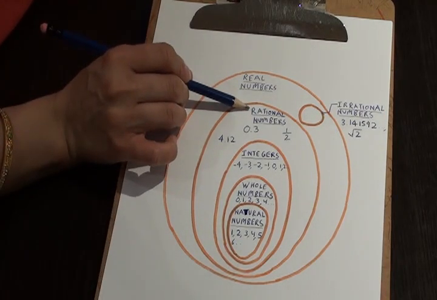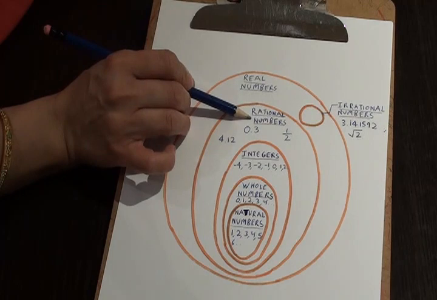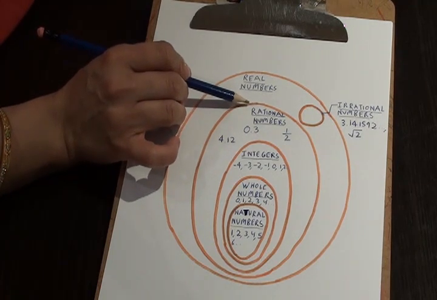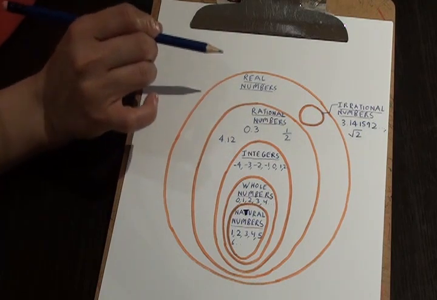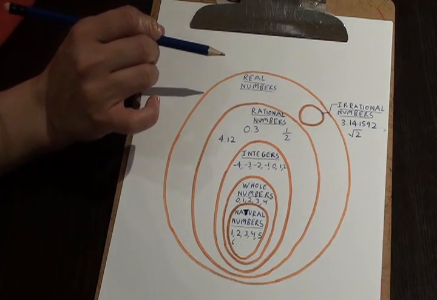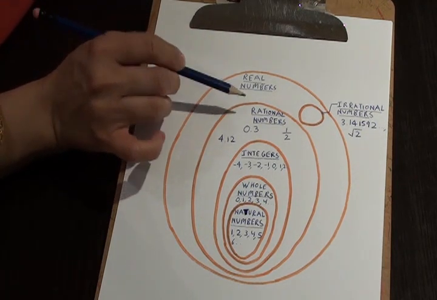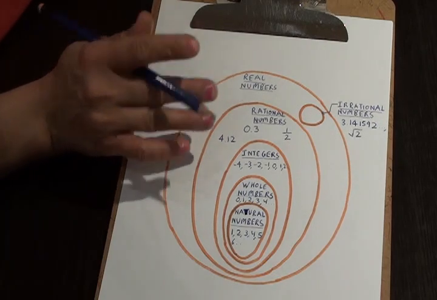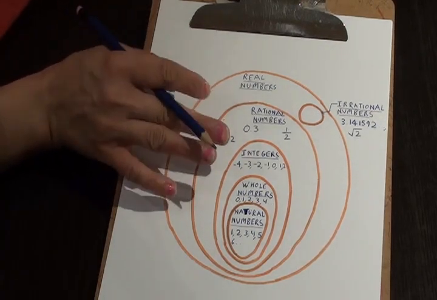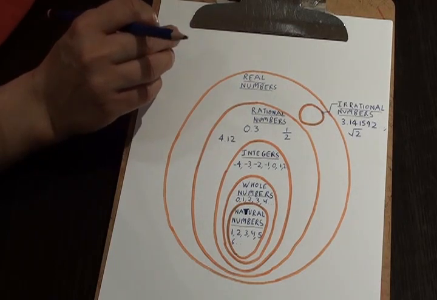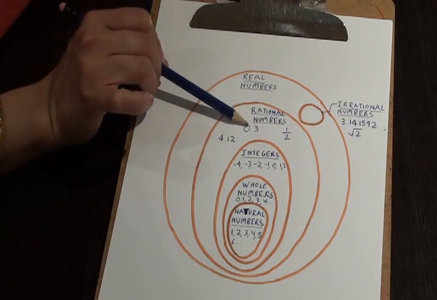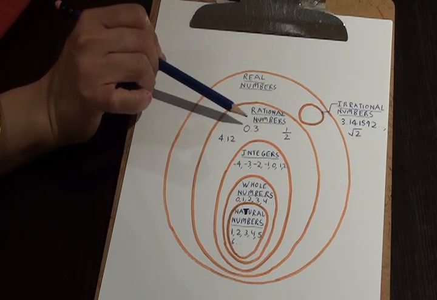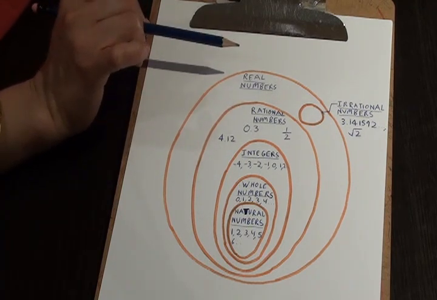So next we have rational numbers. So what are rational numbers? Any number that can be written by dividing one integer by another is a rational number. So in plain English, any number that can be written as a fraction or a ratio is a rational number.